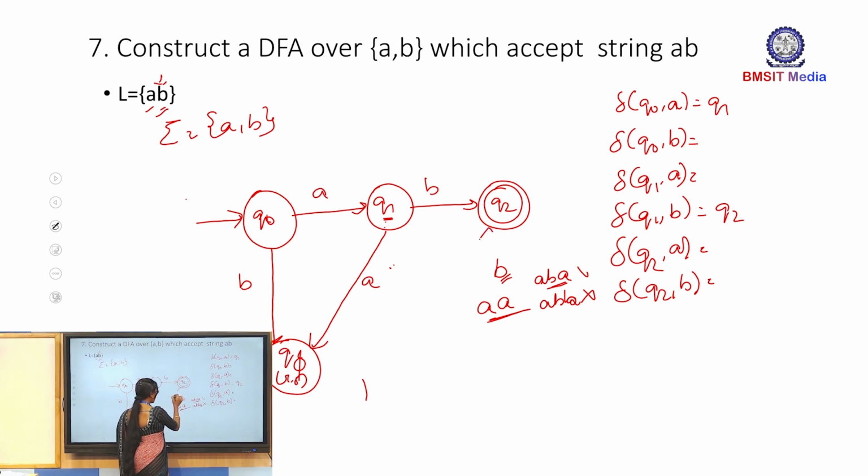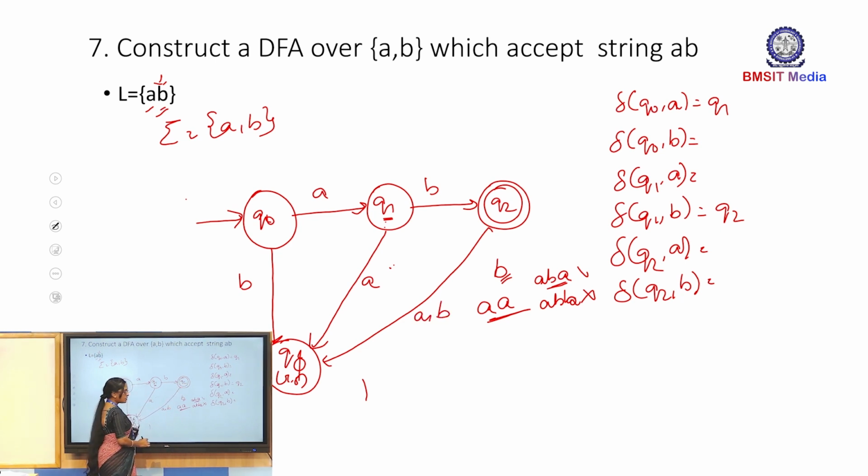So what I can do is, if I see an A or a B from the state Q2, I make a transition to the trap state. Now for this trap state also we are supposed to do the transitions. So being in the trap state, if I see an A or B, then it loops into the trap state itself.